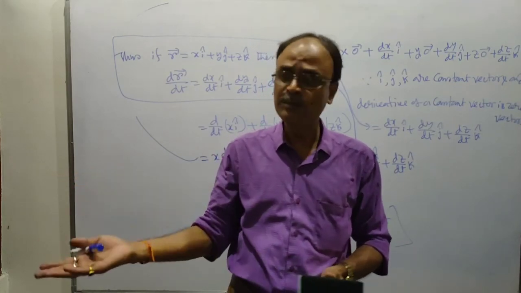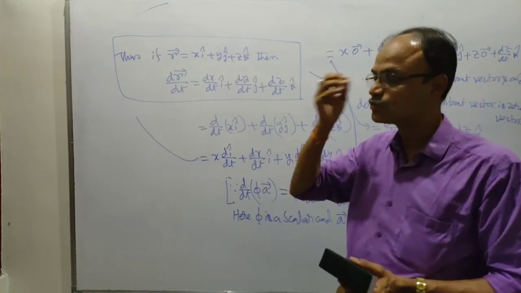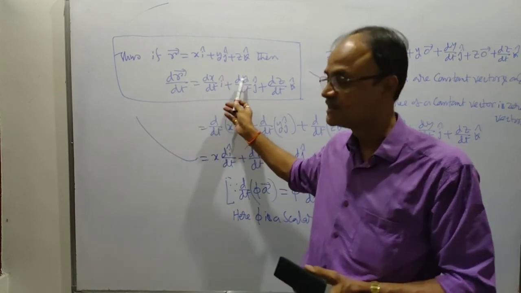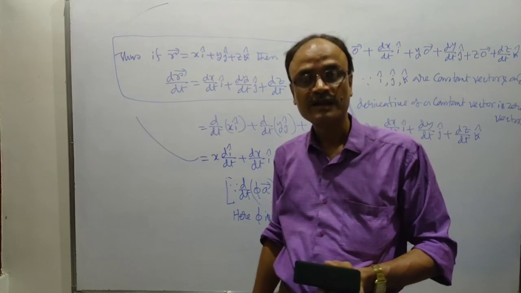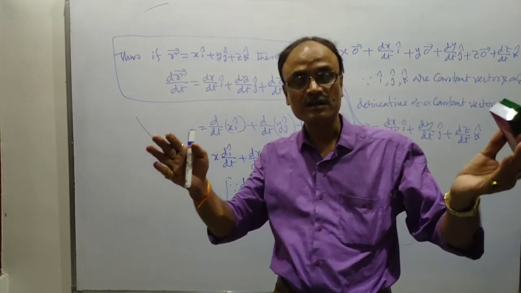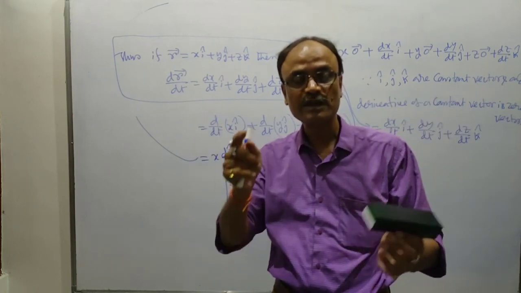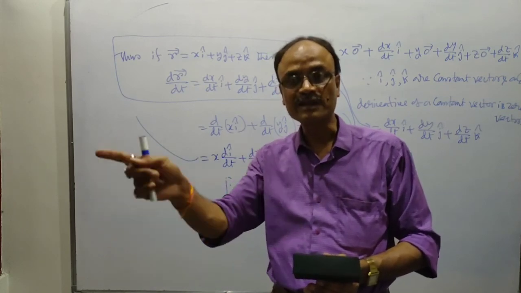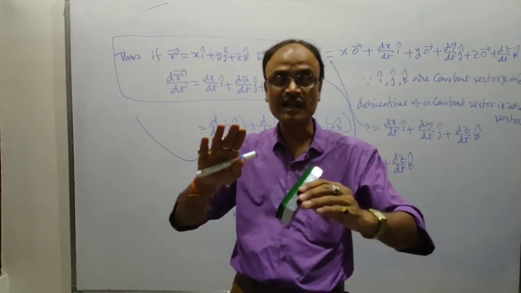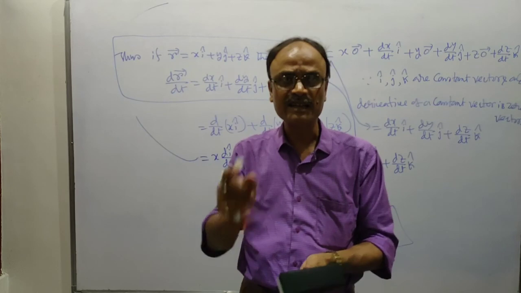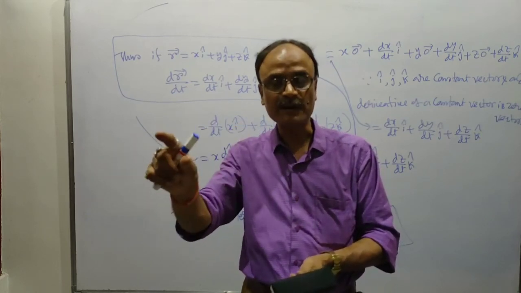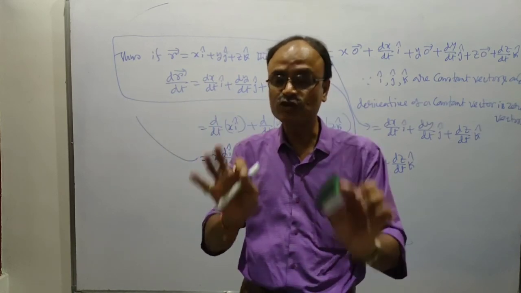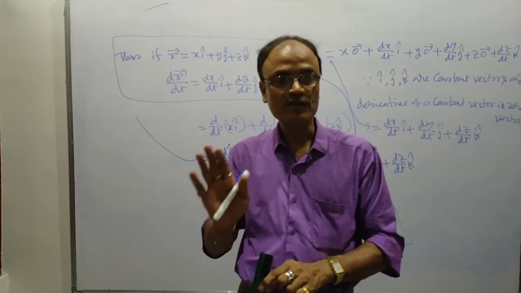You simply know that if R vector is equal to x i cap plus y j cap plus z k cap, then dr bar by dt is equal to dx by dt i cap plus dy by dt j cap plus dz by dt k cap. And d dt of A vector dot B vector is equal to A vector dot dB vector by dt plus dA vector by dt dot B vector. Since the scalar product is commutative, dA vector by dt and B vector can be interchanged. You may write B vector dot dA vector by dt. But in case of cross product, you cannot write like this.